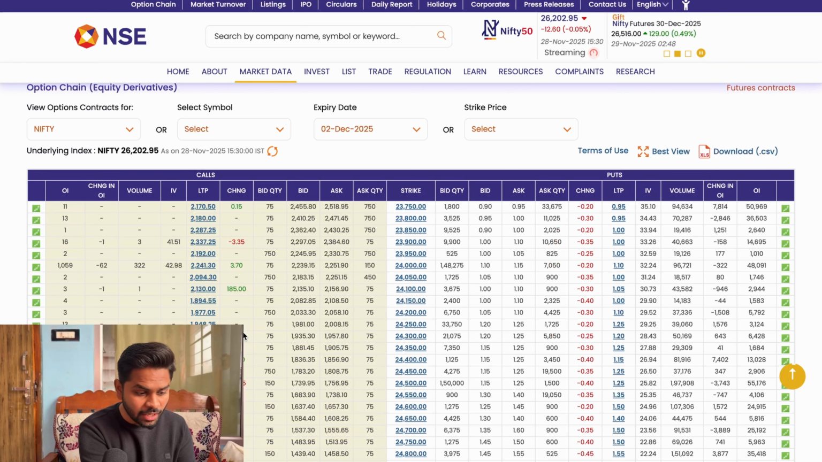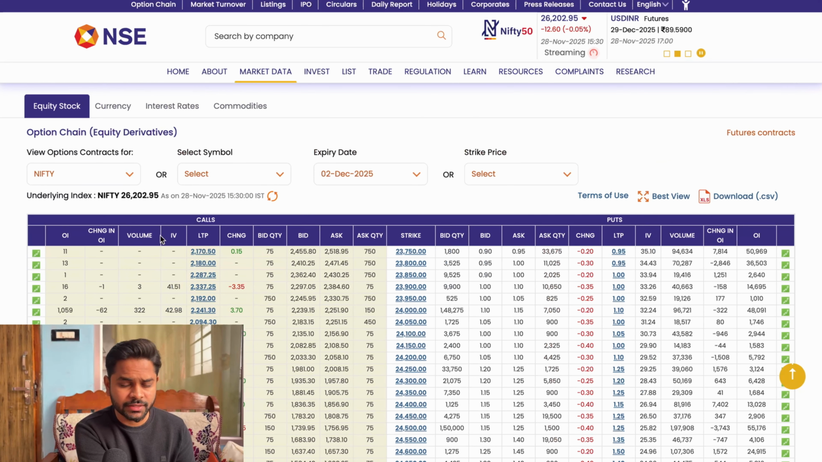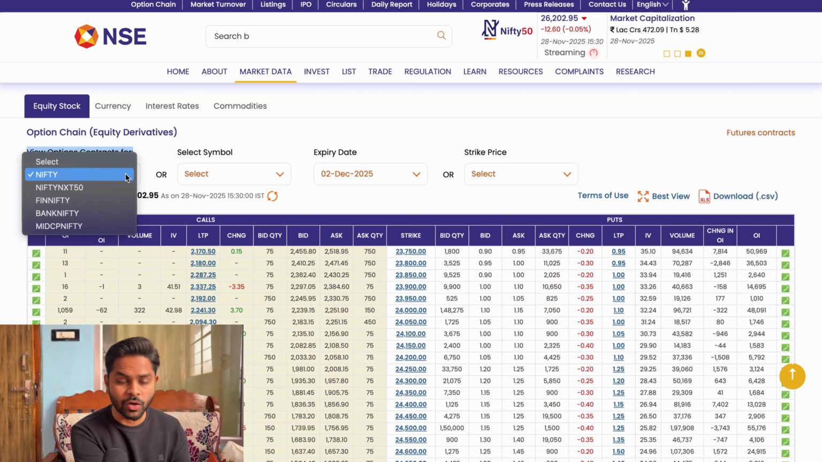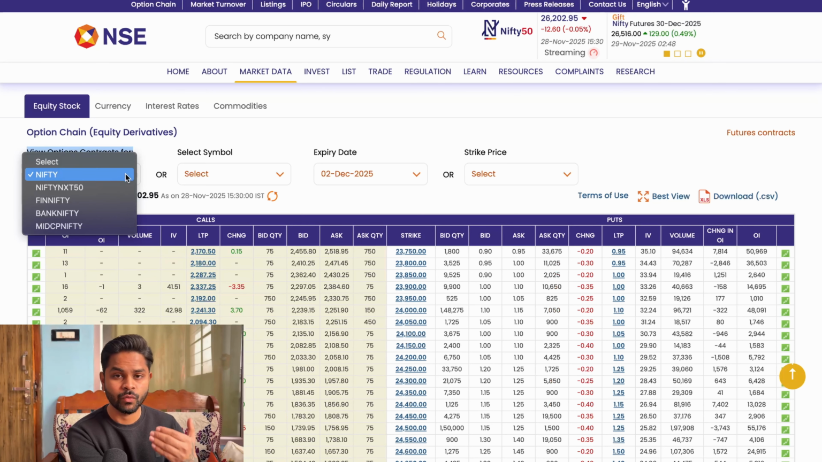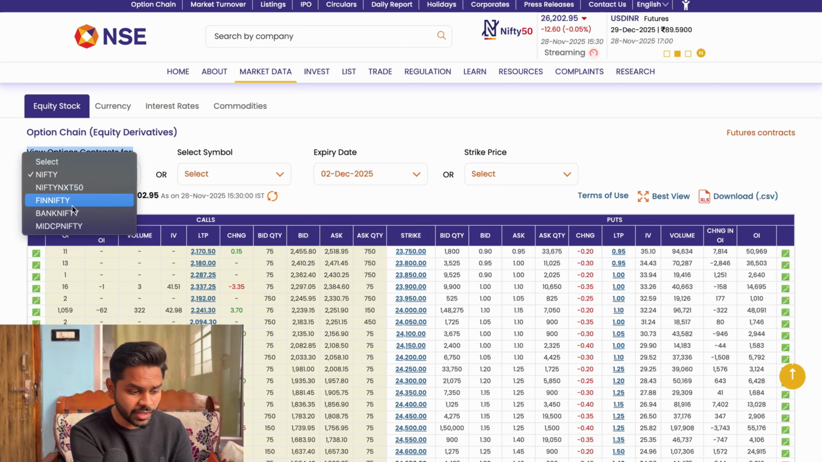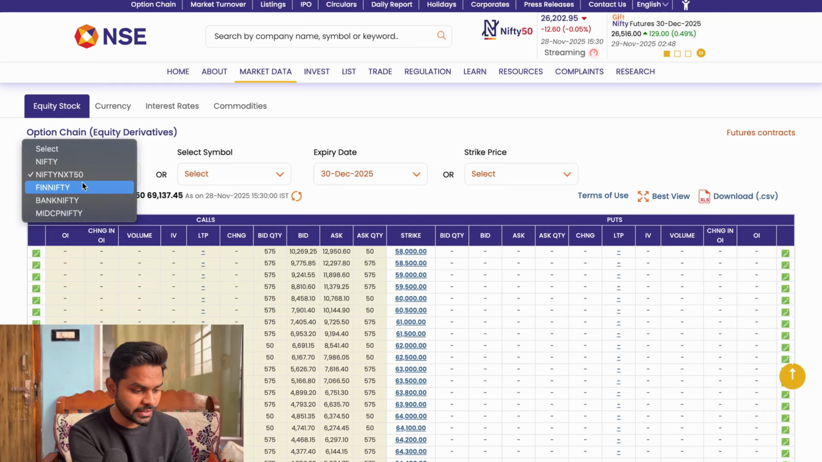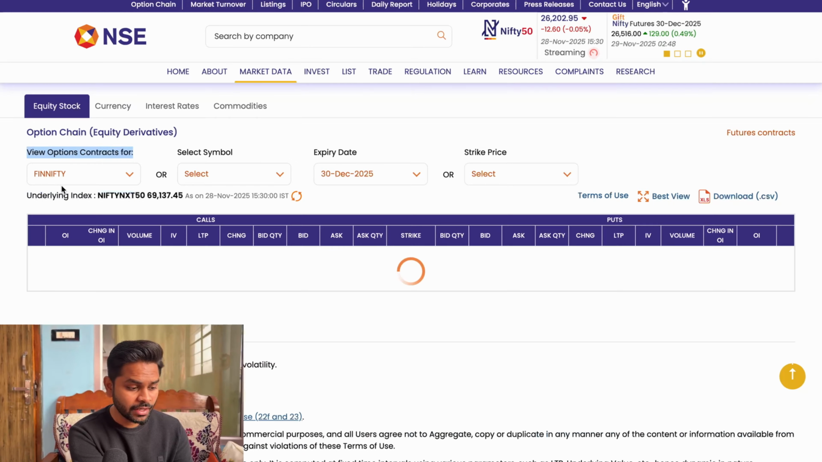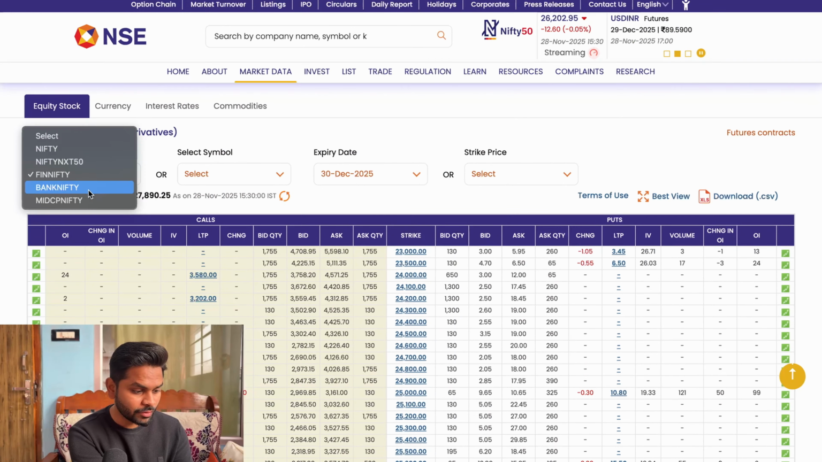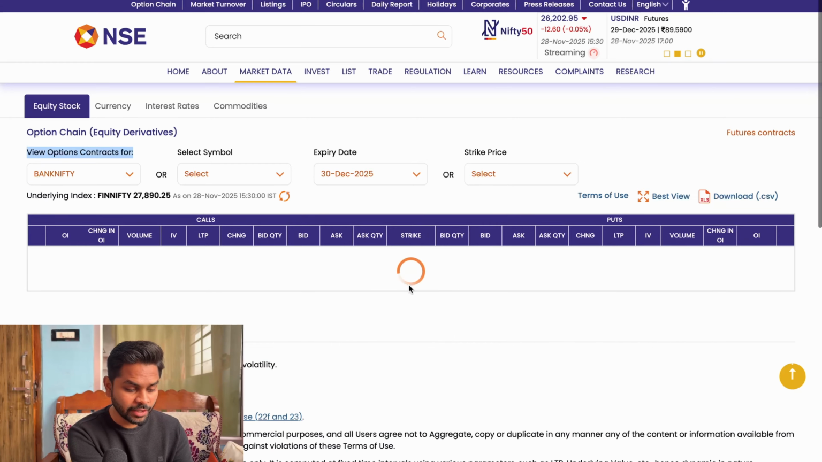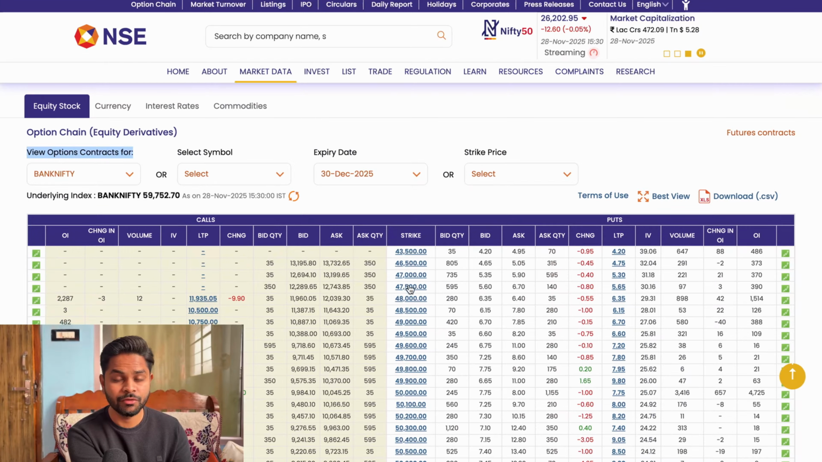Now a lot of things are here. First we'll go from the basic things. First step, we'll understand what is here. So here are the contracts where you can watch the option chain and the current status. The first things are Nifty, Nifty Next 50, Fin Nifty, Bank Nifty, Midcap Nifty. All these are available in options. If you trade Nifty Next 50, then click on Nifty Next 50 and the data will be here. Then you can go to Fin Nifty. If you trade Fin Nifty, click on Fin Nifty, it will come. Then Bank Nifty. If you are a Bank Nifty trader, then you can go ahead and the Bank Nifty option chain will be opened.